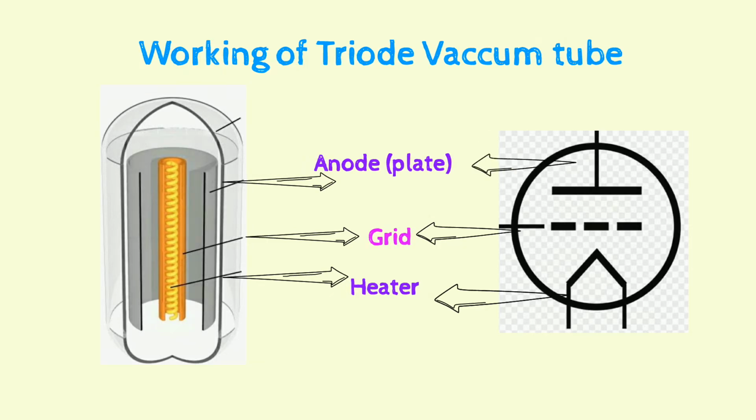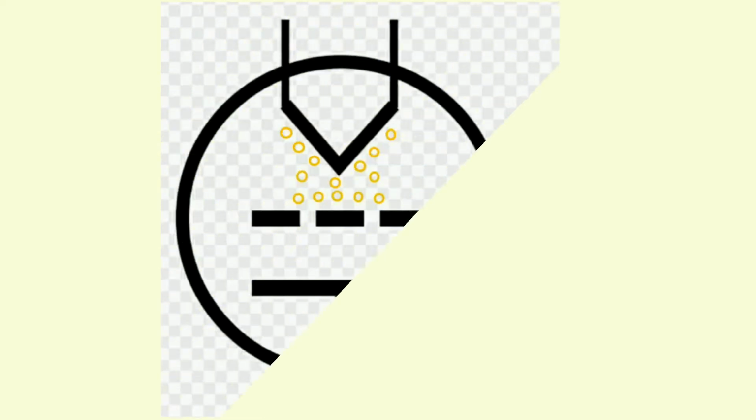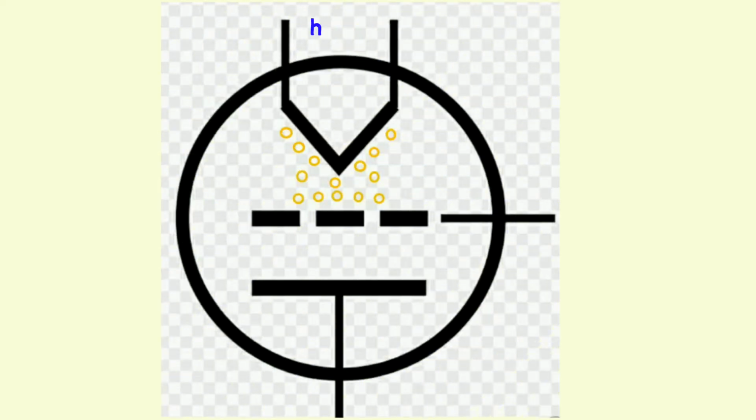This symbol is used in circuit diagrams. We have a heater, a plate, and a grid in the middle. As I said earlier, the heater's job is to throw electrons. If there were no grid, then all the electrons would flow directly to the plate. So comes the grid, which varies or resists the flow of electrons.